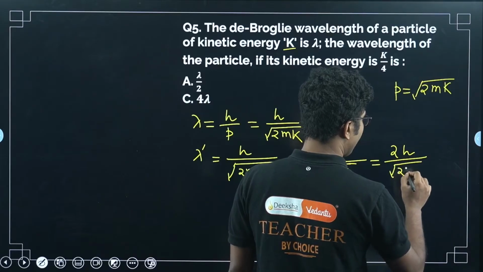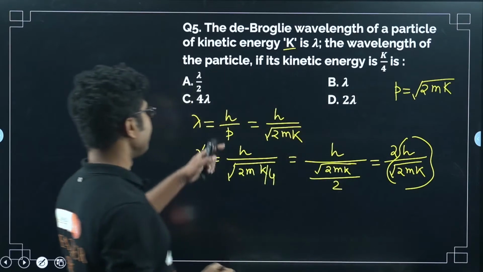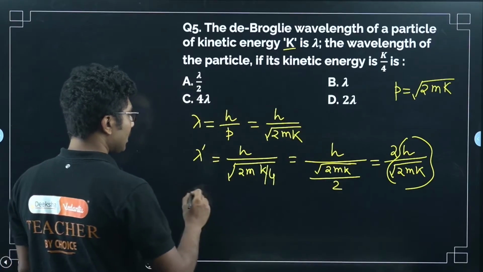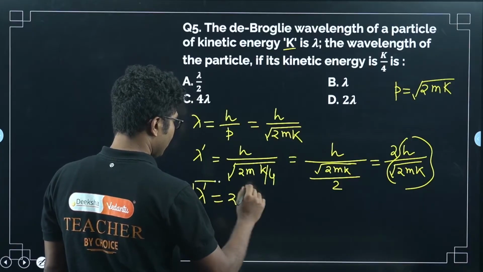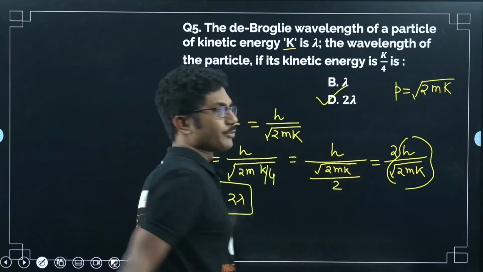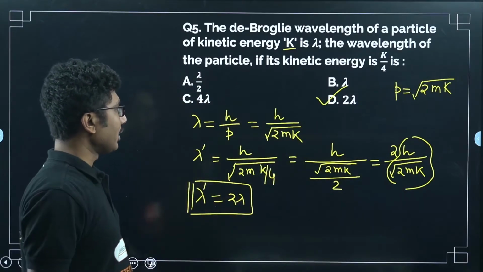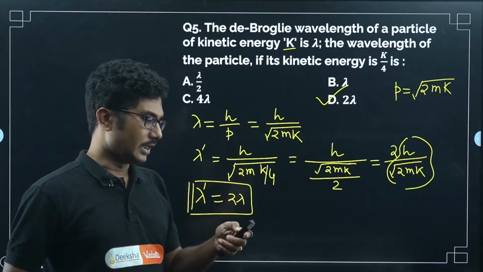Now what is this value? h by square root of 2mK, if you see here, is lambda. So we can write lambda dash is equal to 2 lambda. So this is the correct answer. The correct answer is 2 lambda, that is option D. This is a simple question. If you know this formula, you can solve it without too much difficulty, right?